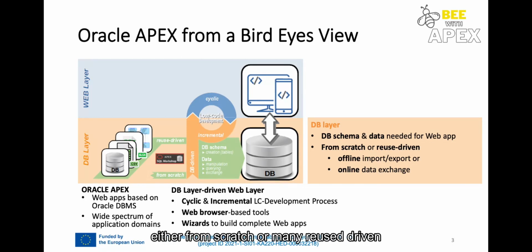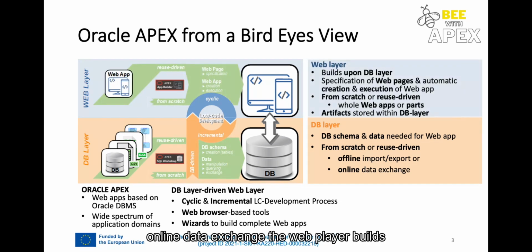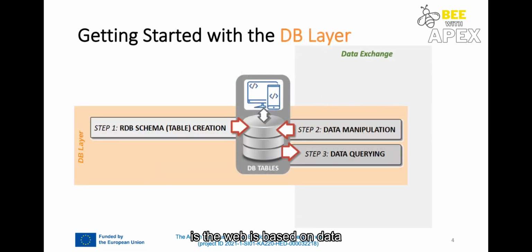It can be developed either from scratch or in a reuse-driven way, allowing for offline import-export as well as online data exchange. The web layer builds upon the database layer. APEX supports the specification of web pages and the creation of the web application as well as their execution. The web layer can again be developed from scratch or by reusing existing parts of web applications. In case of APEX web applications, the generated artifacts themselves are stored within the data layer. As the web layer is based on the database layer, let's have a look at it first.